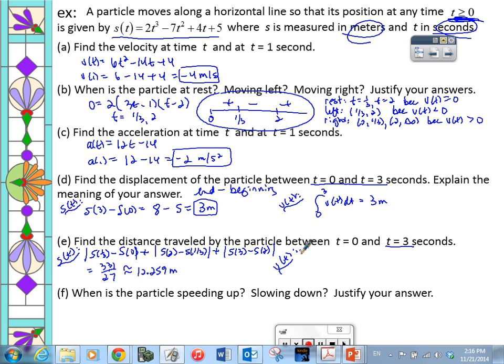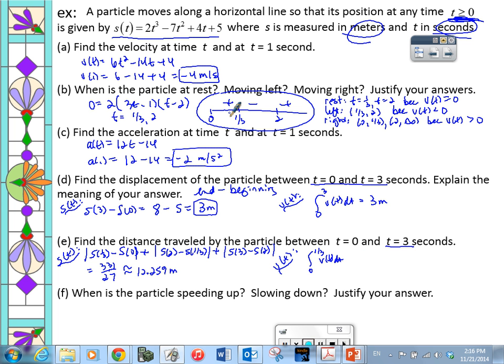Yeah, we're going to have to do 3 integrals if you're doing it by hand. Now, if you're doing it with the calculator, I'll show you a faster way to do it. If you're doing it by hand, you would do 3 integrals, right? These same three intervals. So I would have to go from 0 to 1/3 of v of t dt. Now, this we know is positive.